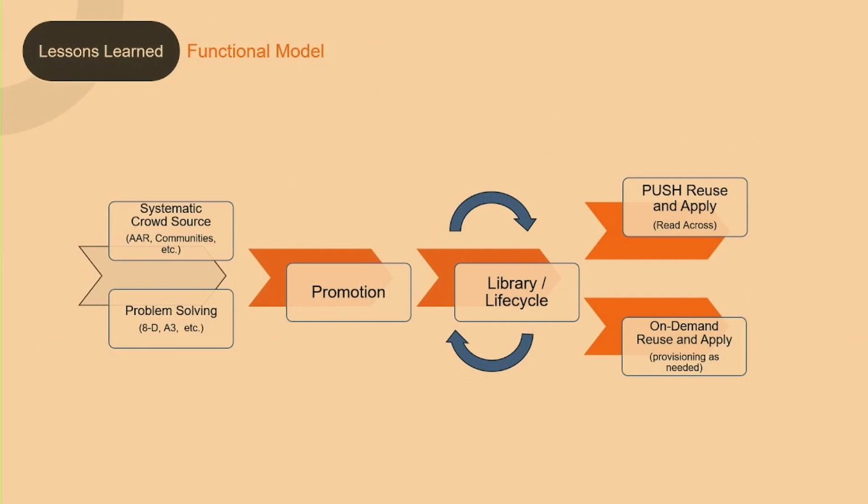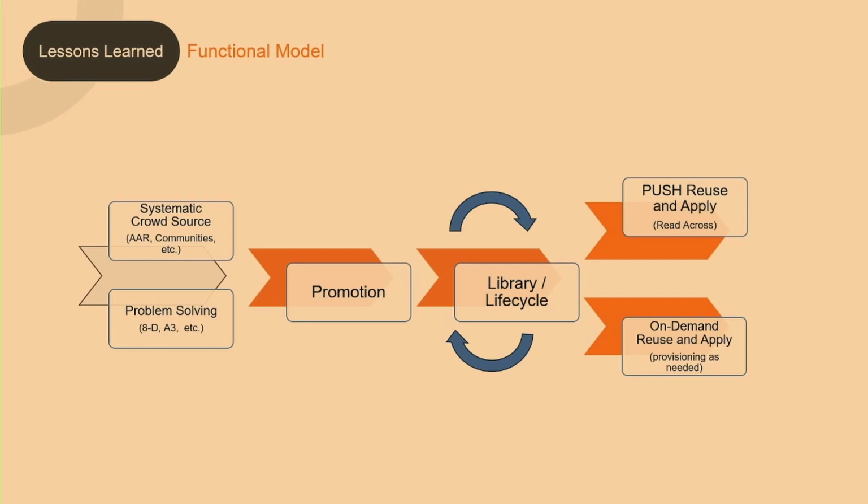So looking at the lessons learned functional model, we see that first lessons learned are sourced through things like problem solving and after action reviews. Next is the promotion process. So not every lesson or item that you learn becomes something that's reusable. This can be done inside or outside of Auros, depending on your process.